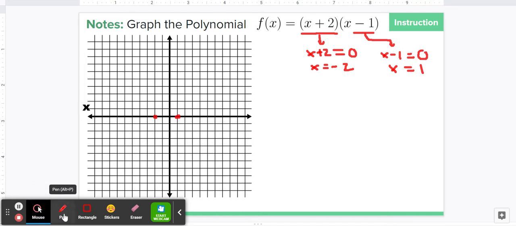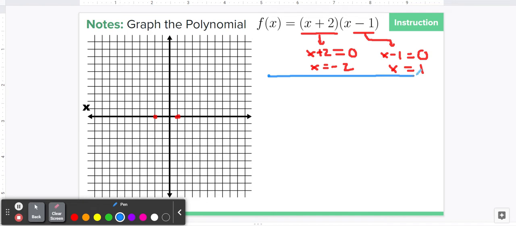Now, obviously our graph is going to be more than just 2 dots. So we're going to start evaluating this function, f of x equals x plus 2 times x minus 1, in order to sketch out and estimate the rest of our graph. So the next spot we should look at, and I'll draw a blue line here to separate our work, we found the zeros in red. Now we're going to find a point that lies in between these 2 red dots.